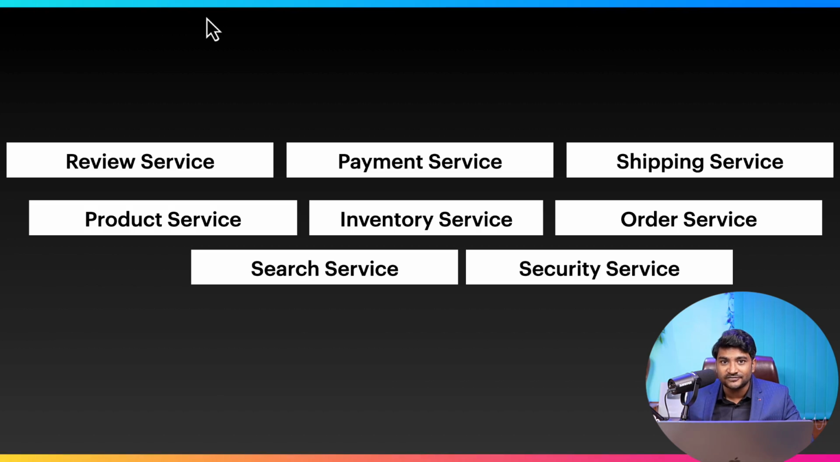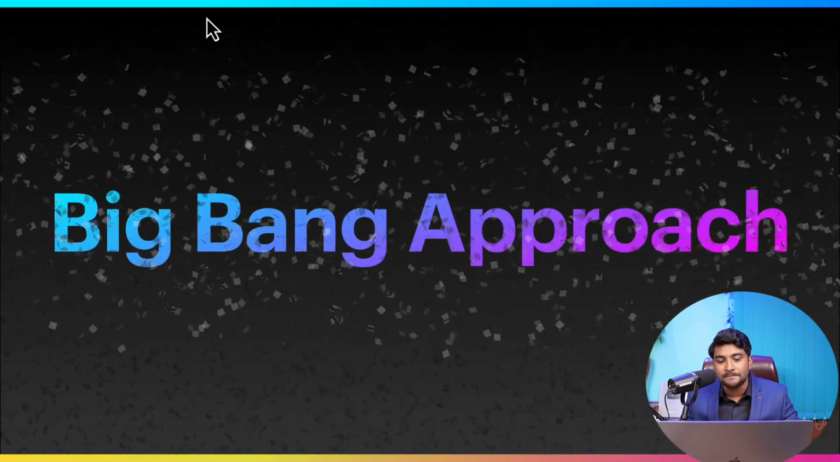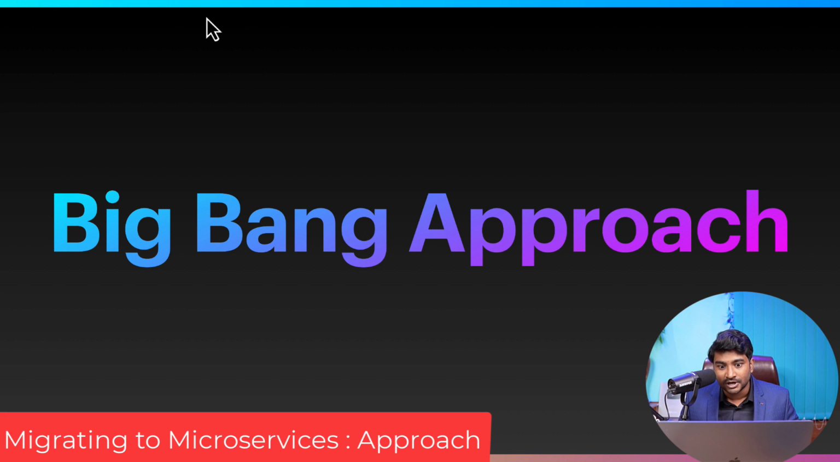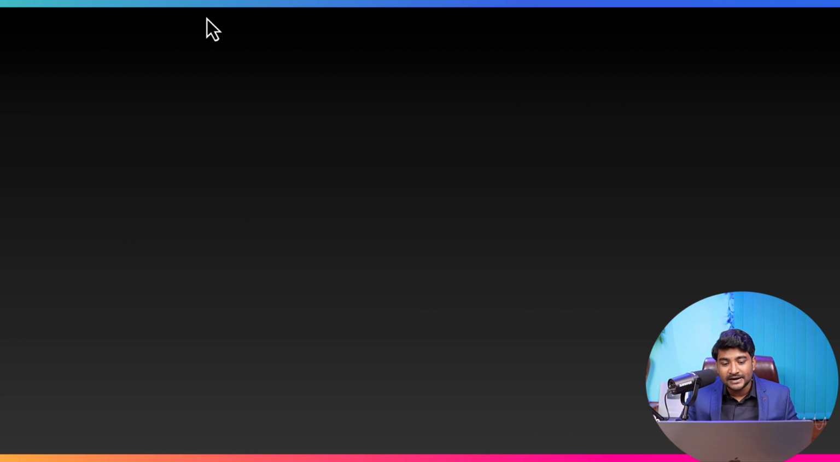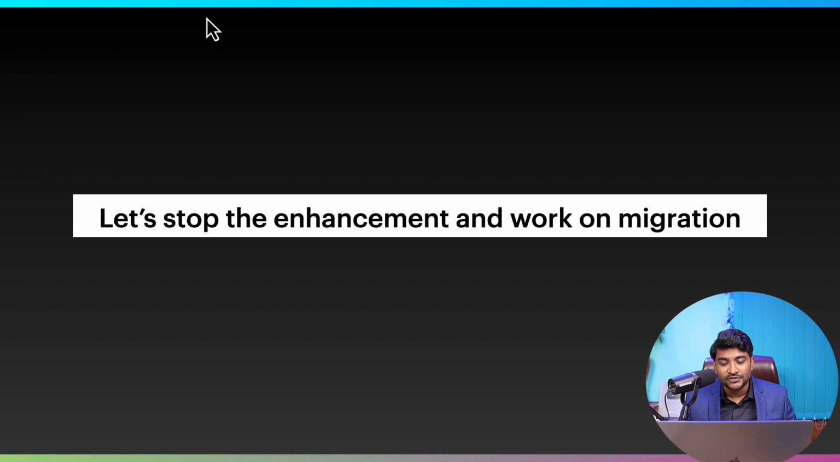So as a software developer, the first approach that we think of is the Big Bang approach. If you're free, you can just Google around and look for something called the Big Bang approach and see what it means in software engineering. But if I'm going to brief you shortly, the Big Bang approach basically means that the development team will stop the enhancement and the development and work on the migration only.